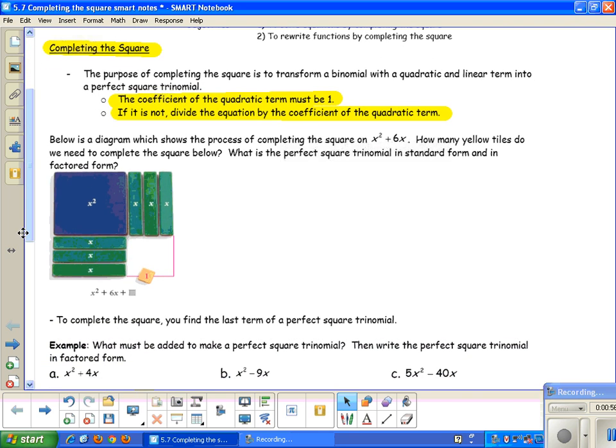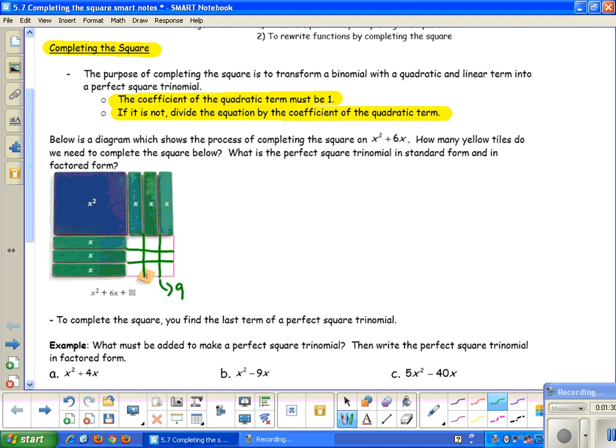Below is a diagram which shows the process of completing the square on x squared plus 6x. How many yellow tiles do we need to complete the square below? What is the perfect square trinomial in standard form and in factored form? We want to figure out how many of these little yellow squares we need in order to complete this square. If we draw in lines, those would represent the 1 tiles, and how many more would we need? Well, we would need 9 more.